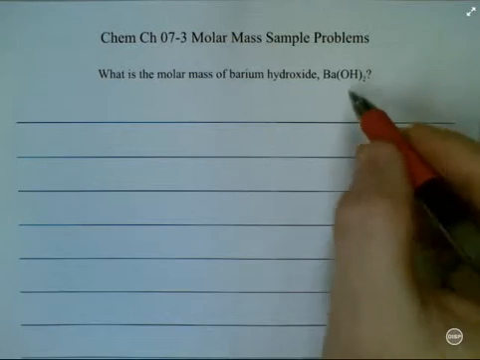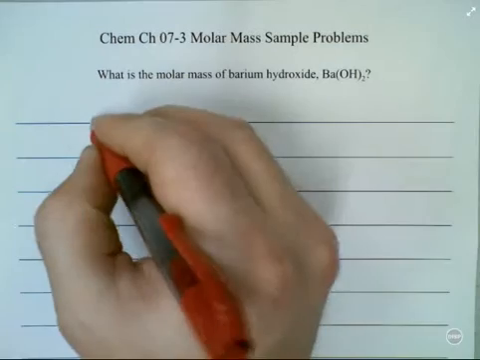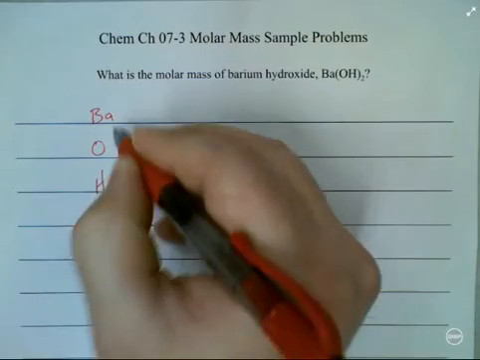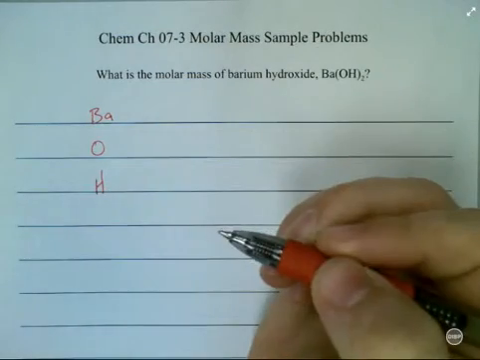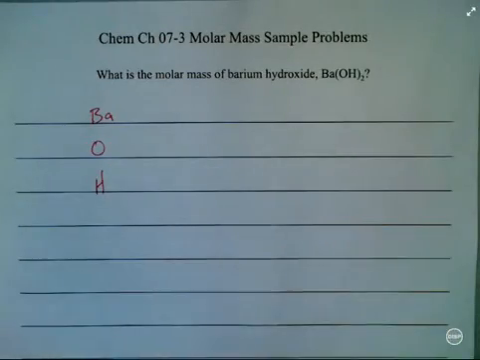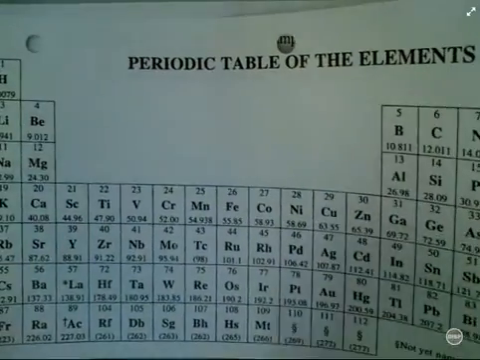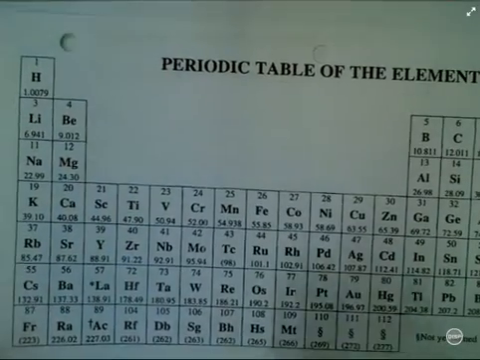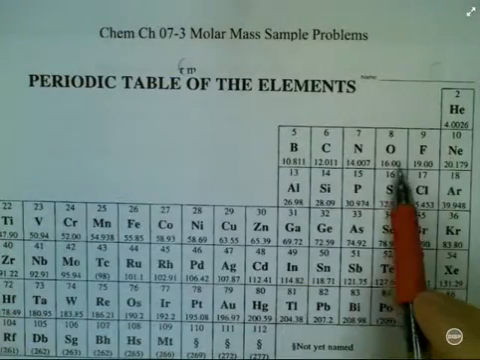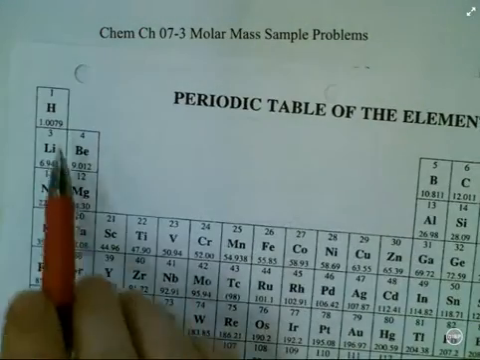First step, I'm going to look at the compound and identify each element that is present. I see that there is some barium, some oxygen, and some hydrogen. Next, I'm going to go to the periodic table, and I'm going to copy down the average atomic masses of each element present. Barium, oxygen, and hydrogen.